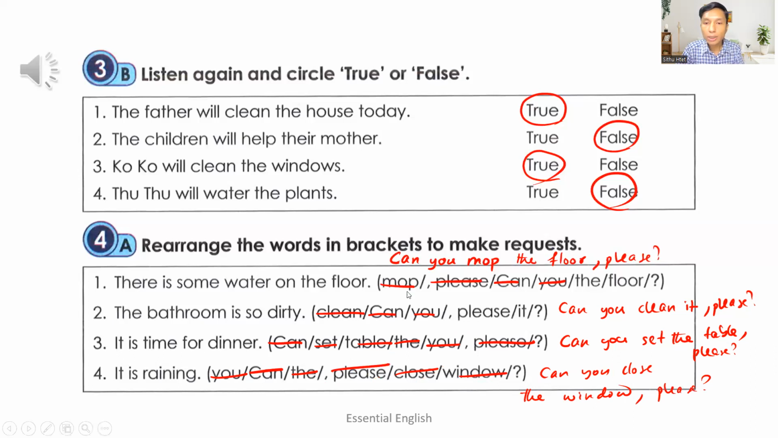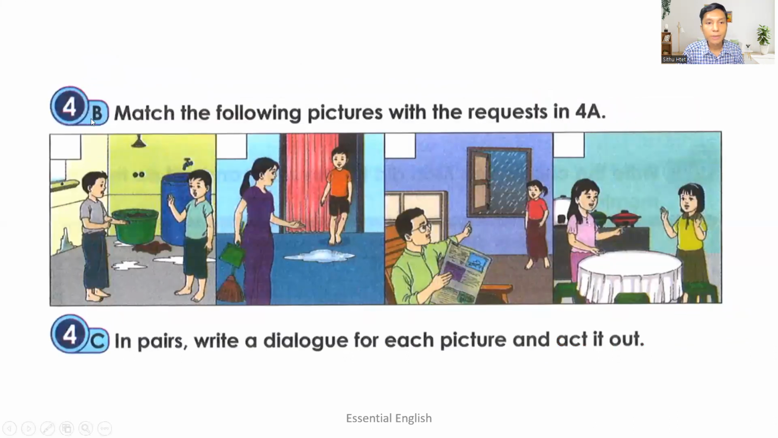Okay. So when you rearrange the words, you will get requests. So now I think you know how to make requests. Listen. And exercise 4B. Match the following pictures with the requests in 4A. So in exercise 4A, you have made requests. So you have to match the requests with the pictures. So do you remember the requests? Can you mop the floor, please? Can you clean it, please? Can you set the table, please? Can you close the window, please?